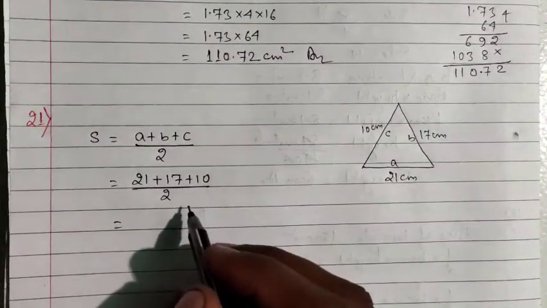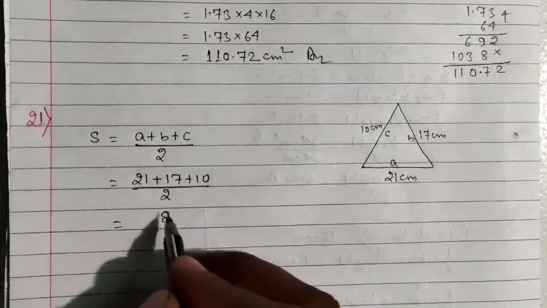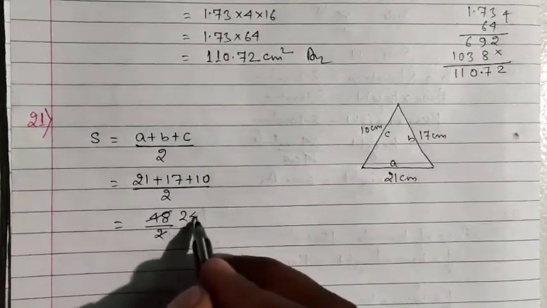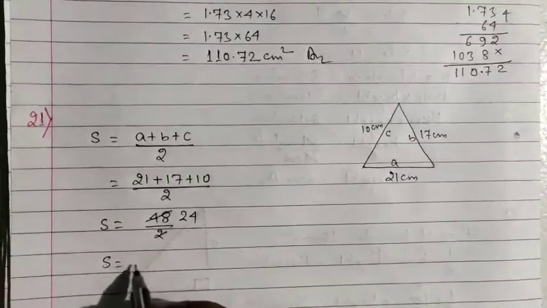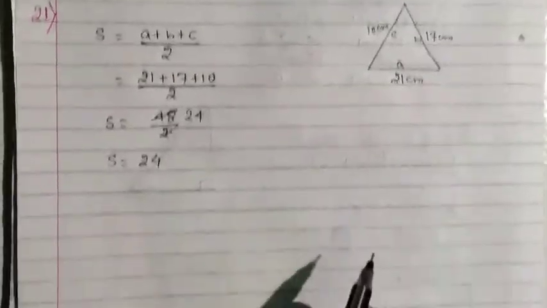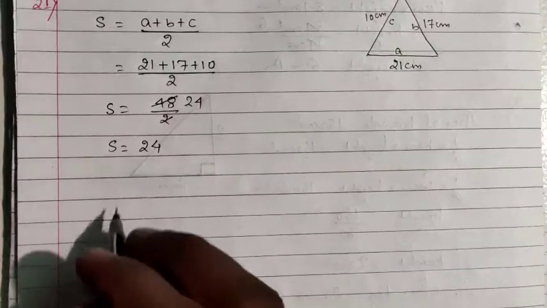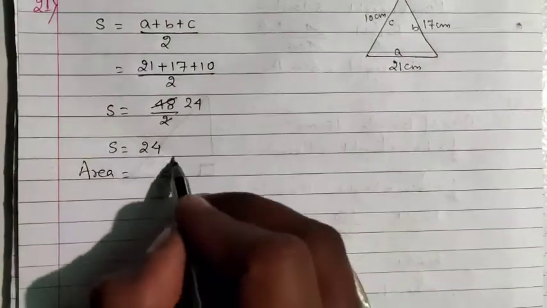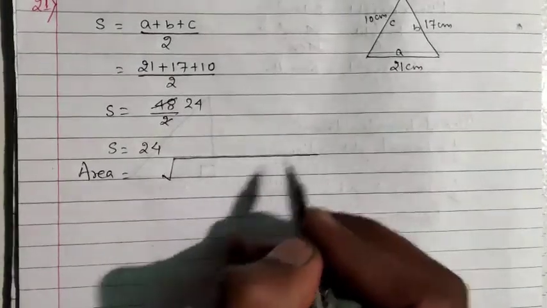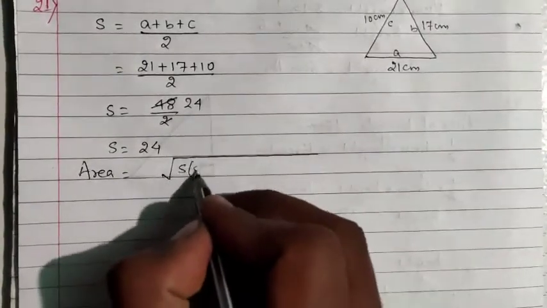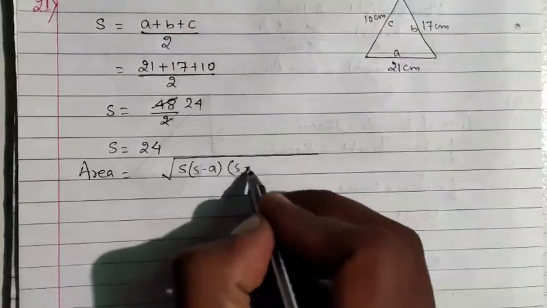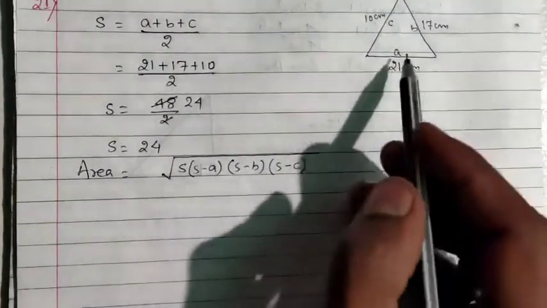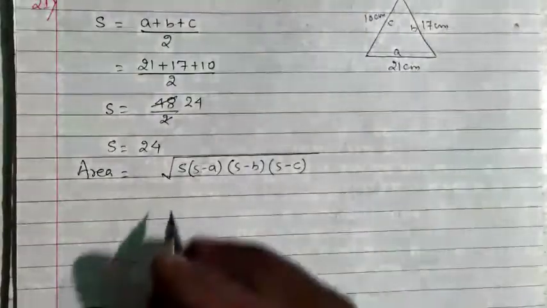Now 7 plus 1 is 8, 21 plus 14 is 48 by 2. When we reduce it, it will become 24. It means that the value of S is 24. Now after calculating the semi perimeter, we will use the formula for area. The formula for the area of a triangle in Heron's formula is under root S into S minus A, S minus B, S minus C. A, B, C are the lengths of the three sides of the triangle.